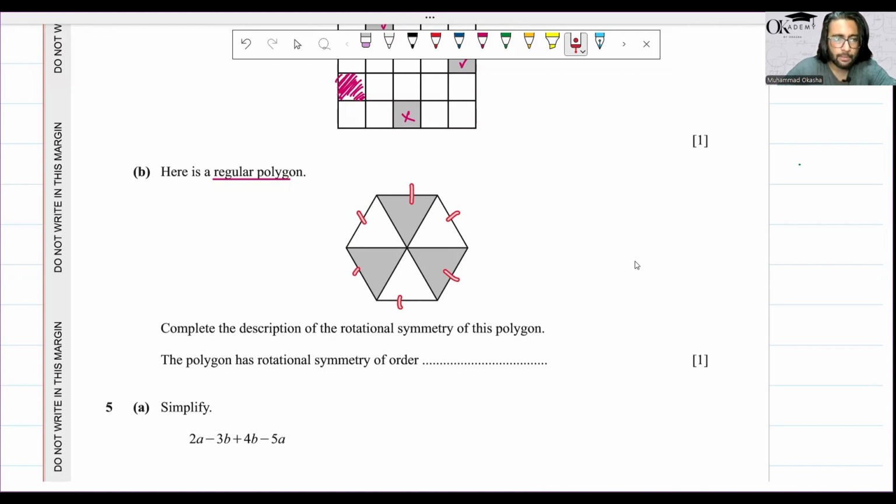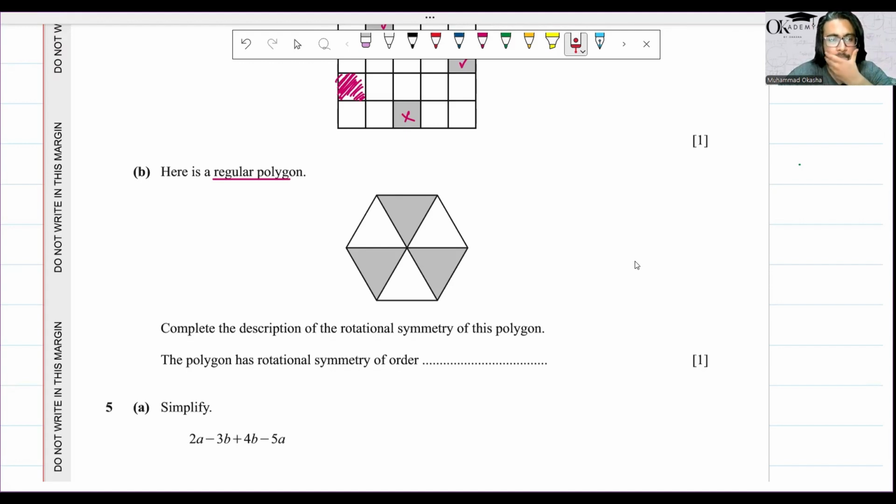And we want to complete the description of the rotational symmetry. I want to find out what's the rotational symmetry of this polygon. This polygon has a rotational symmetry of order what? So what is the order of the rotational symmetry of this polygon? As a student, how would I think about this?